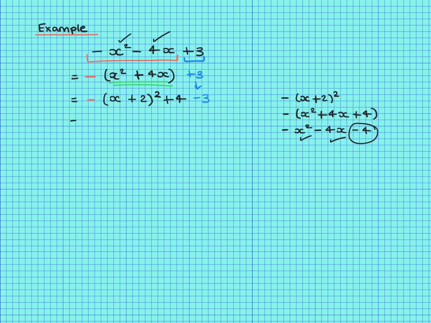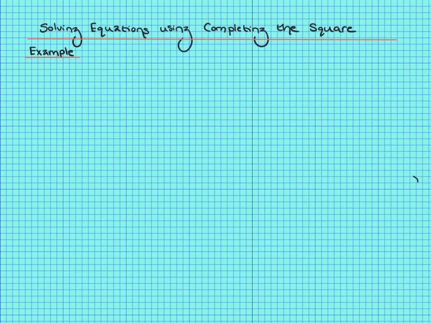This then gives me my final answer, negative x plus 2 all squared plus 1, which if we want to, we can write as 1 subtract x plus 2 all squared. And a little bit later on, we'll be talking about the significance of expressions like this, where there is a negative x squared term. So let's now look at how we can solve equations using completing the square as a strategy. So we're going to have a look at a couple of examples.